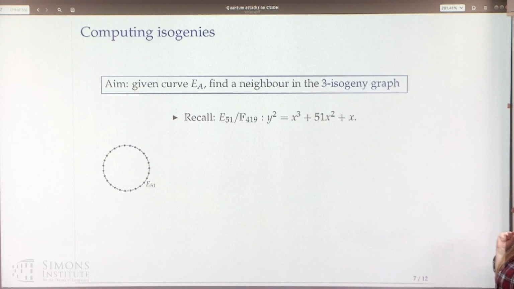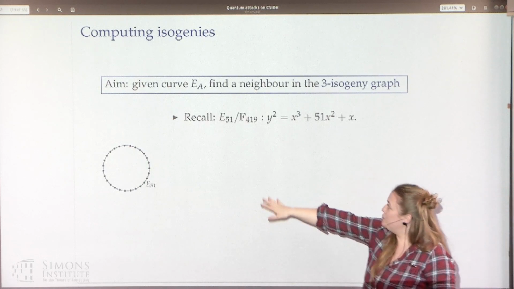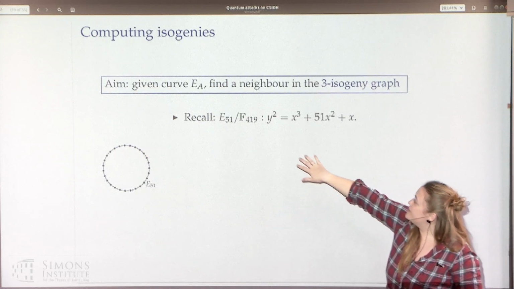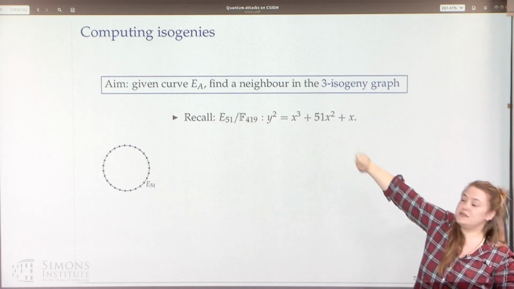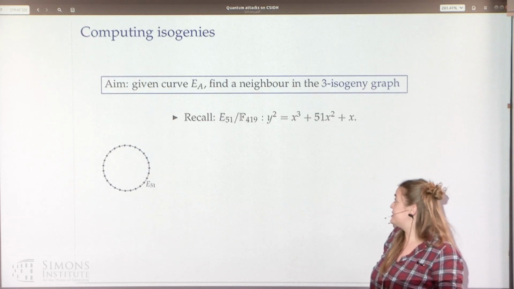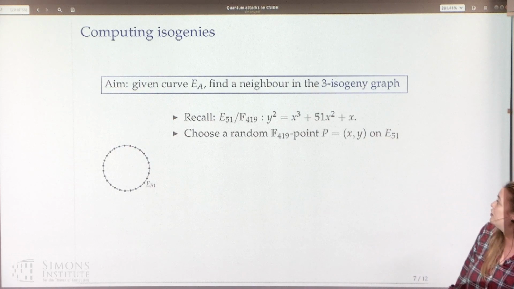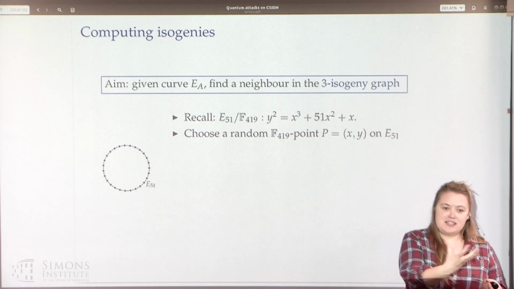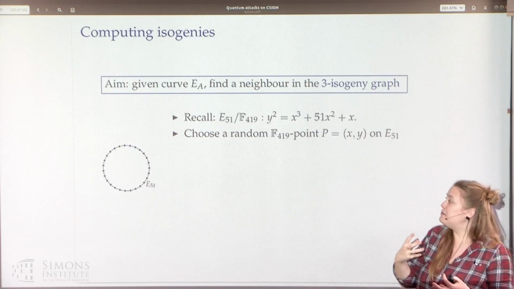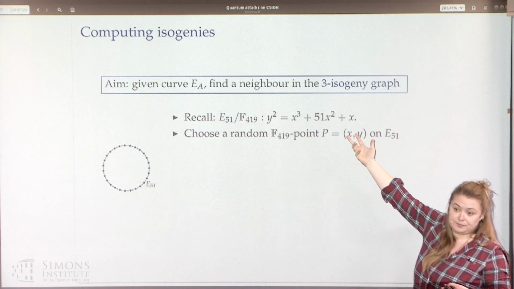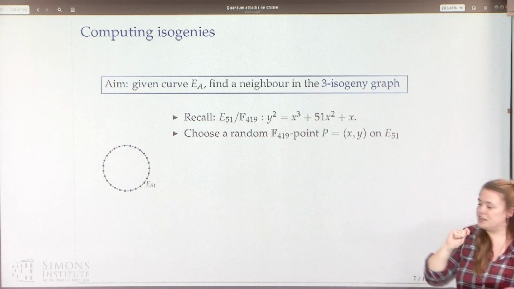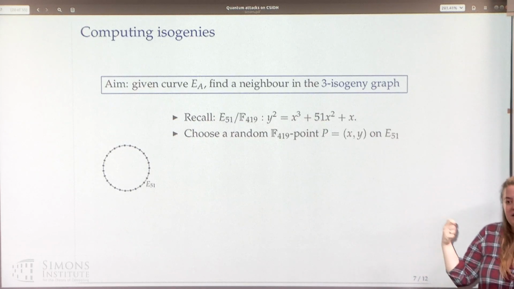Remember what E_51 meant, and remember this example was over F_419. E_51 is just an elliptic curve with the equation y squared equals x cubed plus 51x squared plus x. So what do we do? We're going to choose a random point. I use the word point because I'm always thinking of the geometric picture that David had in his talk, but all a point means is just a solution to the equation. And I say it's an F_419 point, which means that I want x and y to be in F_p.